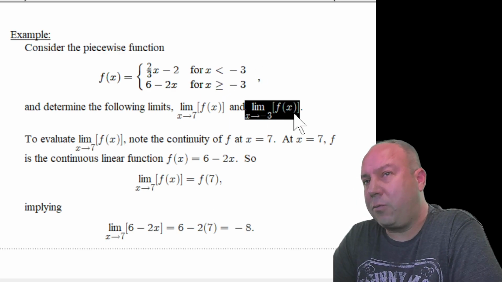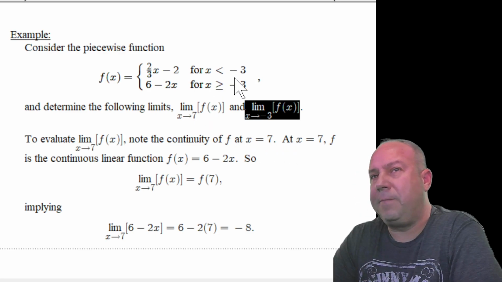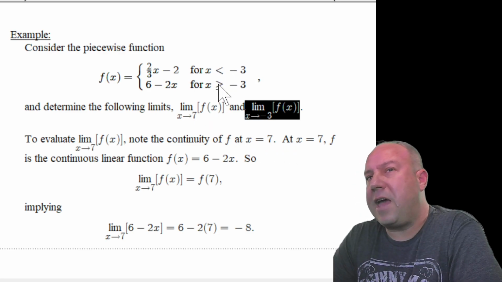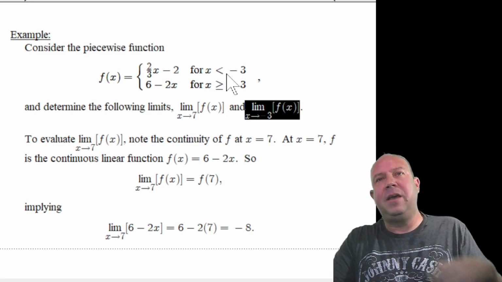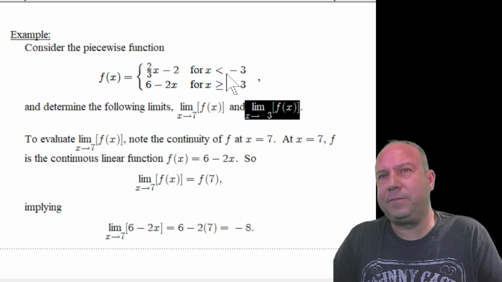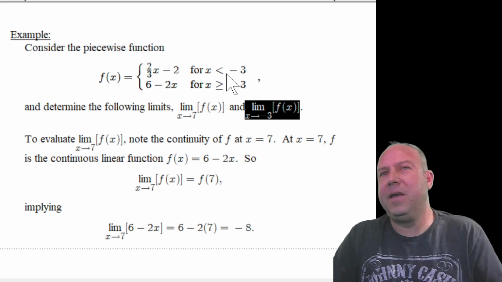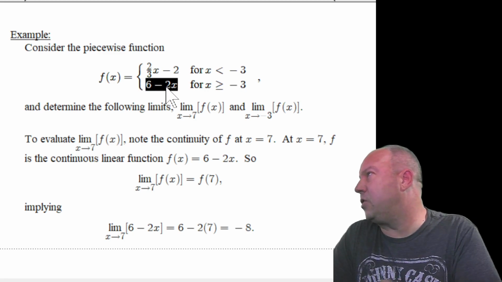As for -3, we do have a bit more interesting behavior, most certainly. We can first of all note that -3 plays the role of a boundary between the two behaviors that this piecewise function illustrates. For values of x less than -3, we behave as this linear function. For x values greater than or equal to -3, we behave as this other linear function.